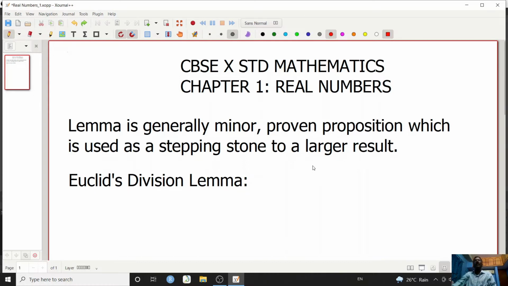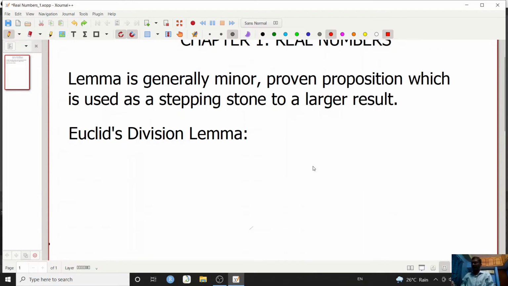Before writing down the statement of Euclid's division lemma, we all know about division. For example, let us consider 17. What will happen when you divide 17 by 5? It will go 3 times. So there are three 5s in 17, which total 15. And what is left over is the remainder.